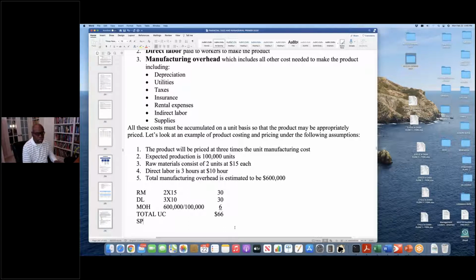Once we get a unit cost, then we know our selling price, that multiple, we just put it in parentheses, is what? 3. Okay. And so therefore, our selling price is what? 198.